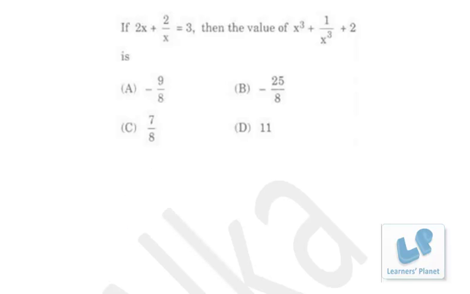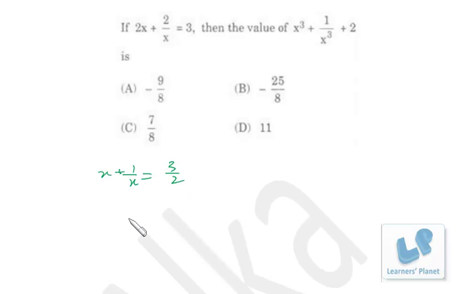Now see this here, 2x plus 2 by x is 3, then we have to find out the value of this expression, right? So here actually x plus 1 upon x is 3 by 2 if you take 2 as common, right? Now x plus 1 upon x is 3 by 2.